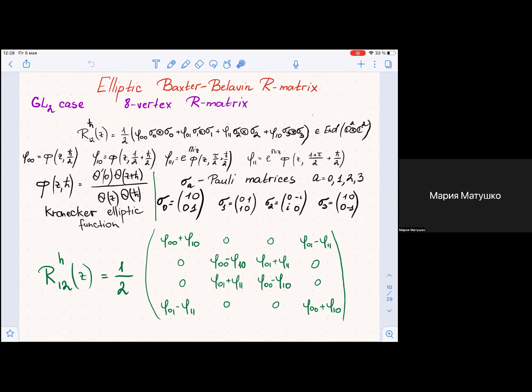And here this solution, this elliptic 8-vertex R-matrix, in matrix form. Okay.